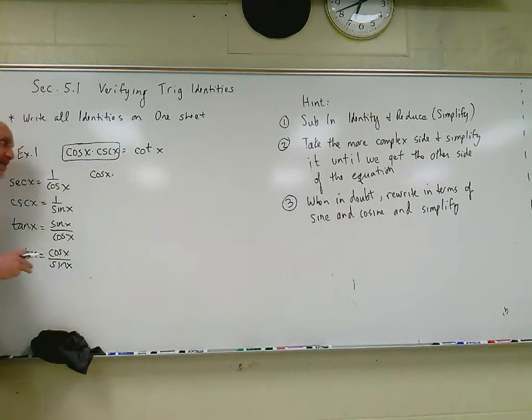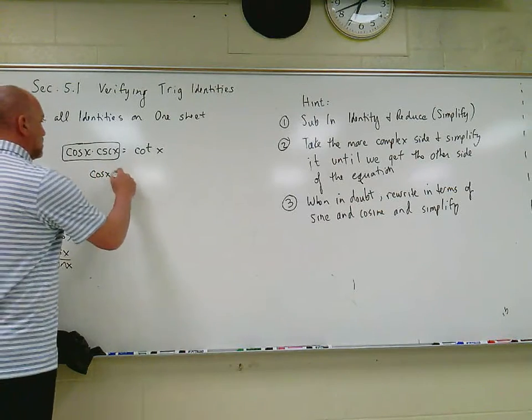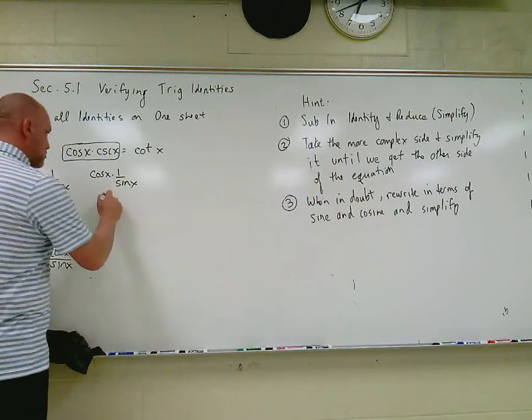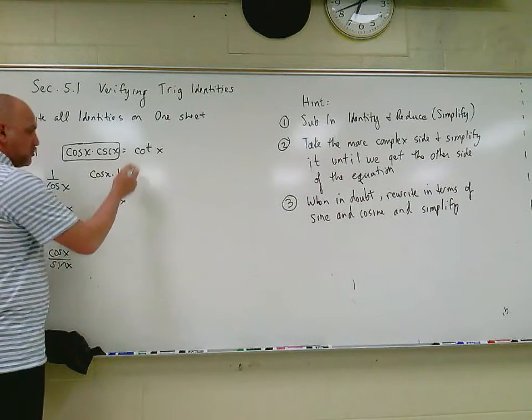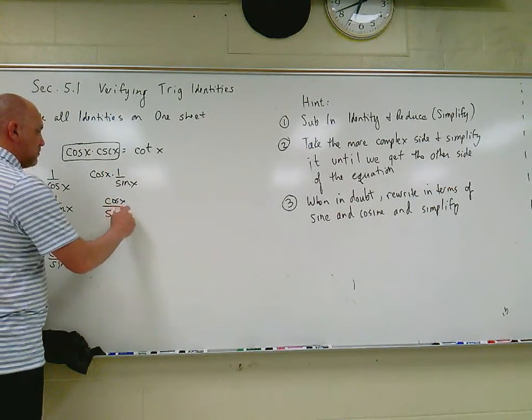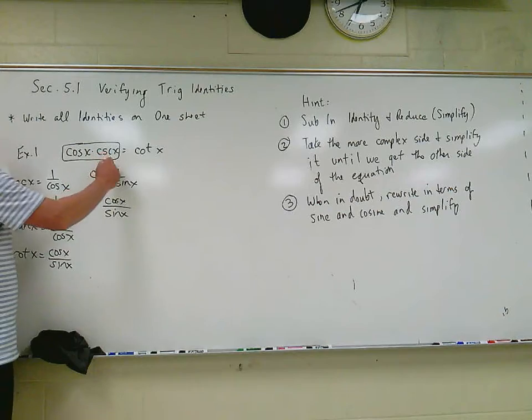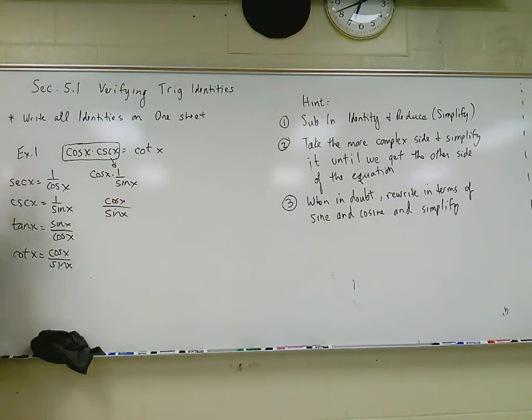What's that? 1 over sine. Okay, there's that. So now that can be written as a fraction. So cosine times 1 over sine is cosine over sine. So all I did is I took cosecant out, I put 1 over sine in. Okay, now I have that.